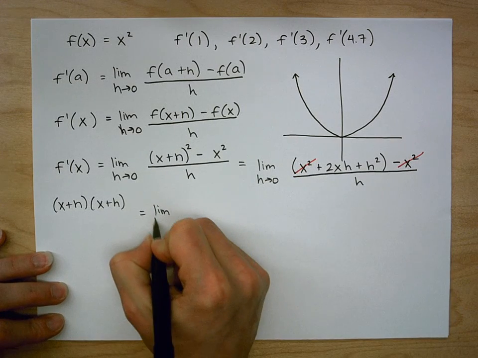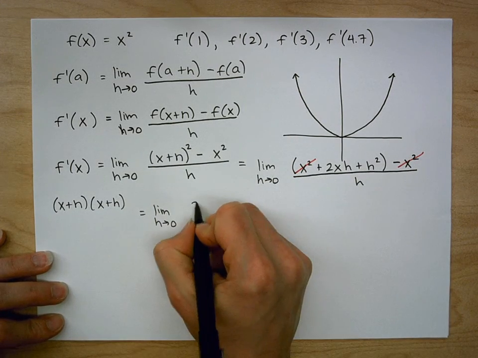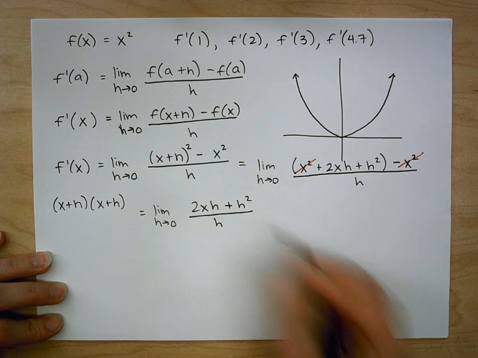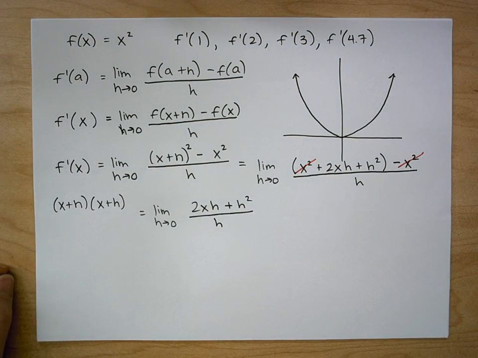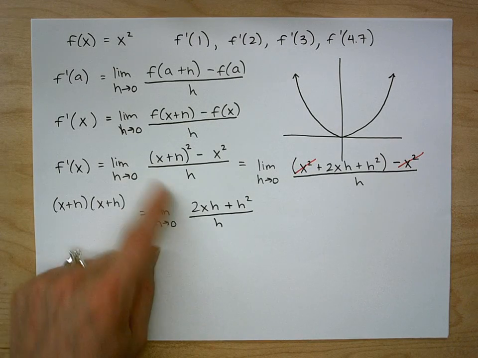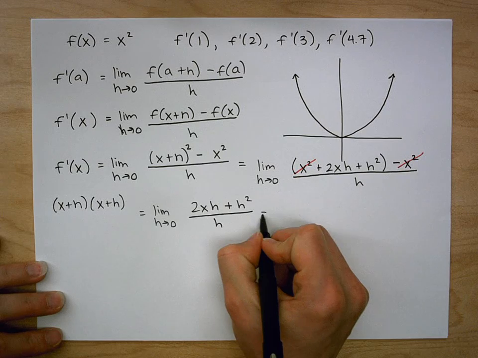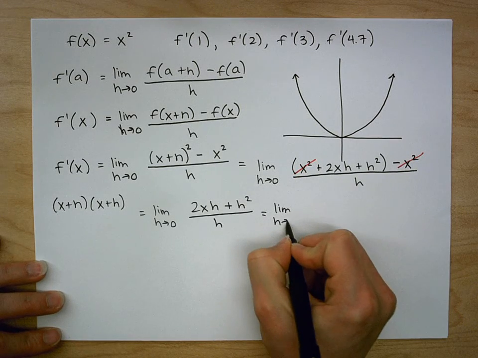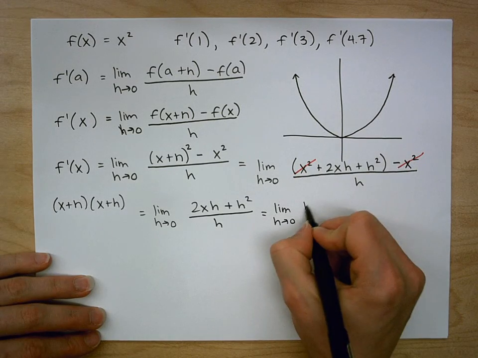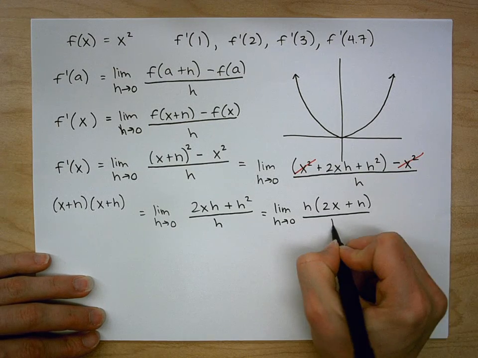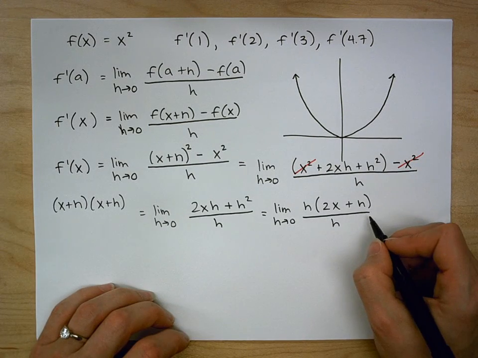So I have the limit as h goes to 0 of 2xh plus h squared all over h. It's looking better than when we started, but if I let h go to 0, I'll still have 0 over 0. But I do see here that there's an h in each term on top. So let's go ahead and pull that h out. If I pull an h out, I'm left with 2x plus h.